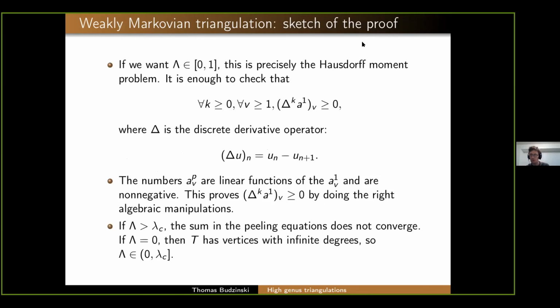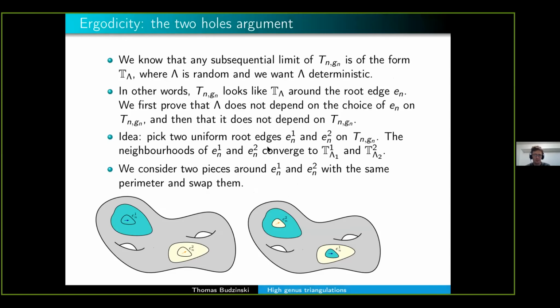And we do so by using the Hausdorff moment problem. To know that a certain sequence describes the moments of a certain random variable, we only need to prove a lot of inequalities on this sequence, and this can be done by just using the fact that all these coefficients APV are non-negative. Okay. Sorry if it's very quick, but I'm a bit out of time. I just wanted to keep a few minutes for the last step of the proof.